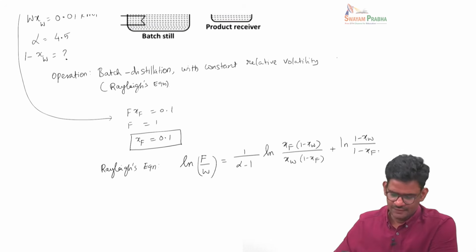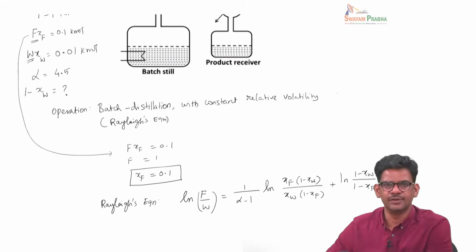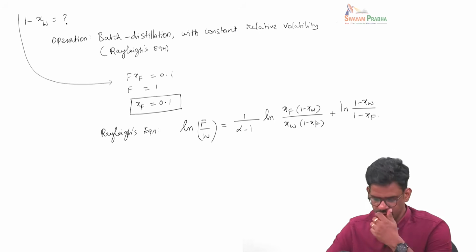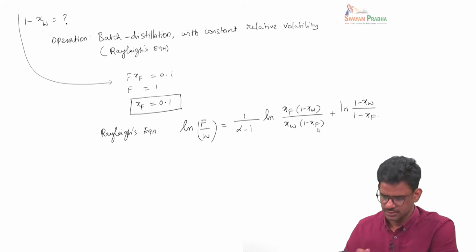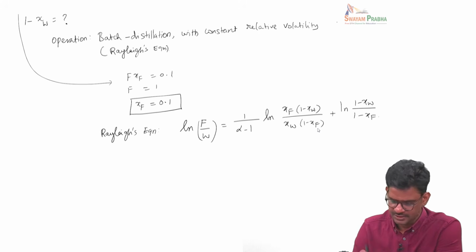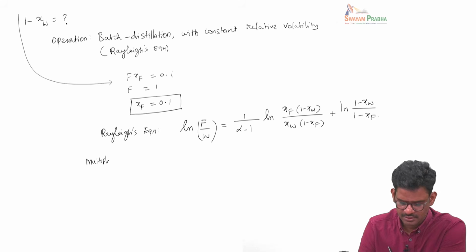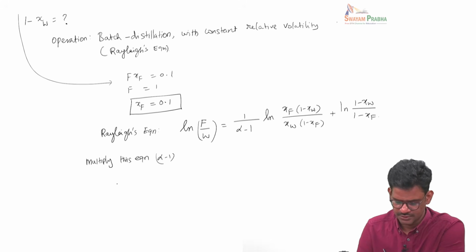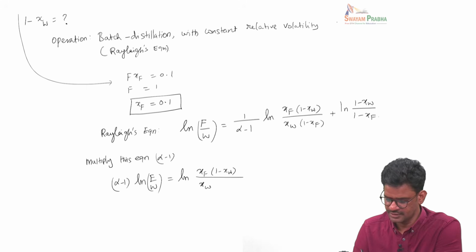and since we are given the values of FXF and WXW, what we could do is we can rewrite this equation a little bit differently. So, let us multiply this equation with alpha minus 1. So, you have alpha minus 1 times ln of F by W is equal to ln of XF times 1 minus XW over XW into 1 minus XF.